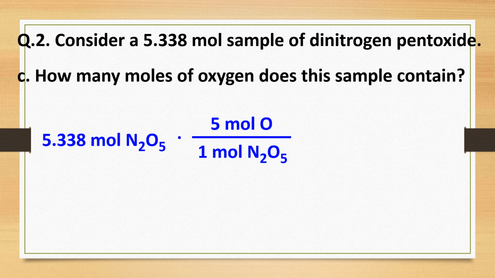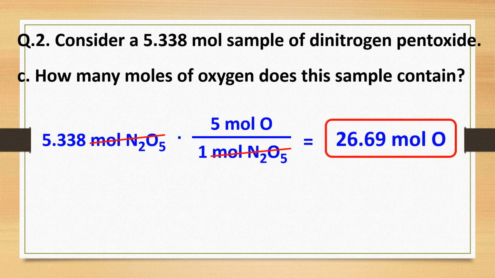And once you cross off the mole, remember your units can only be crossed off from the bottom and the top at the same time. You cannot cross off top with top, since you would then be multiplying the units, okay? So in this case, after you cross that off, you will have the mole number multiplied by 5. Therefore, it gives us about 26.69 moles of oxygen.